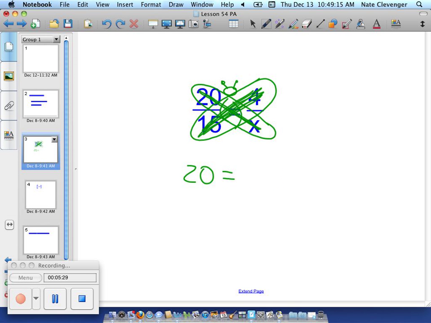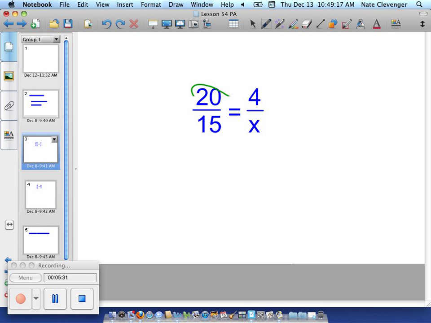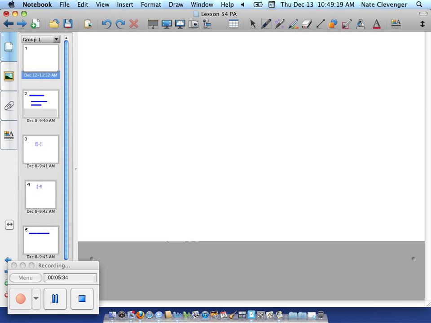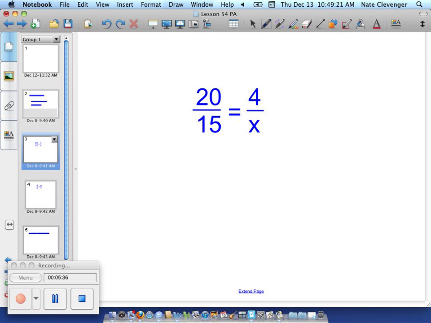What we have between these two ratios is an equal sign. We don't have multiplication, so we cannot reduce anything over here with something over here.